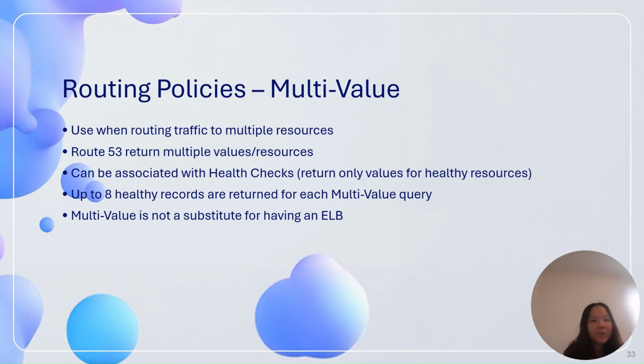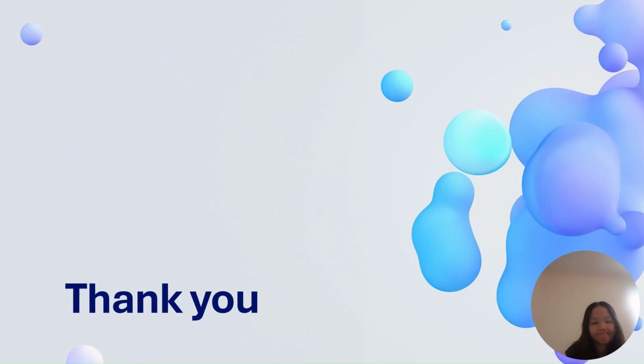Multi-value is used when routing traffic to multiple resources. Route 53 returns multiple values and resources. It can be associated with health checks, returning only values for healthy resources. Up to 8 healthy records are returned for each multi-value query. Multi-value is not a substitute for having an ELB.